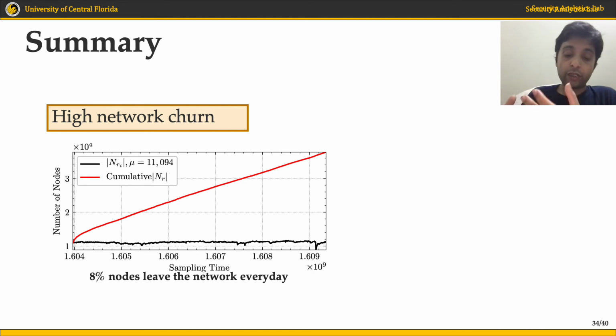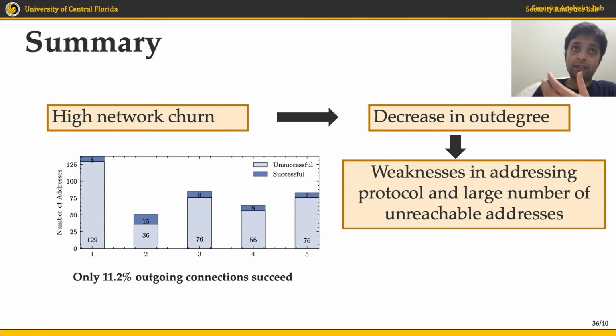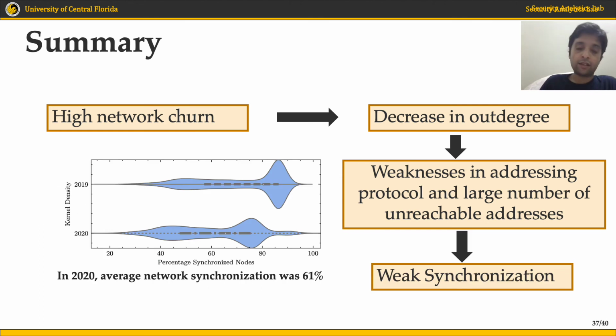To sequentially consolidate our insights, first, there is a high network churn in the Bitcoin network, due to which synchronized reachable nodes leave the network. As they depart from the network, there is a decrease in the network out degree. To fill all the outbound connection slots, when the nodes try to establish new connections, there is a low success rate of outgoing connections, because their IP tables are dominated by the IP addresses of unreachable nodes. As a result, the network out degree remains low, which naturally affects network synchronization.